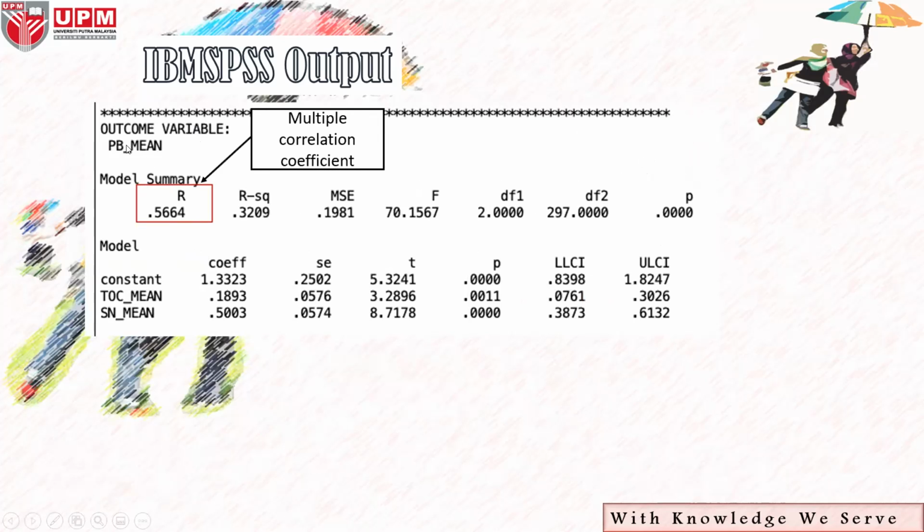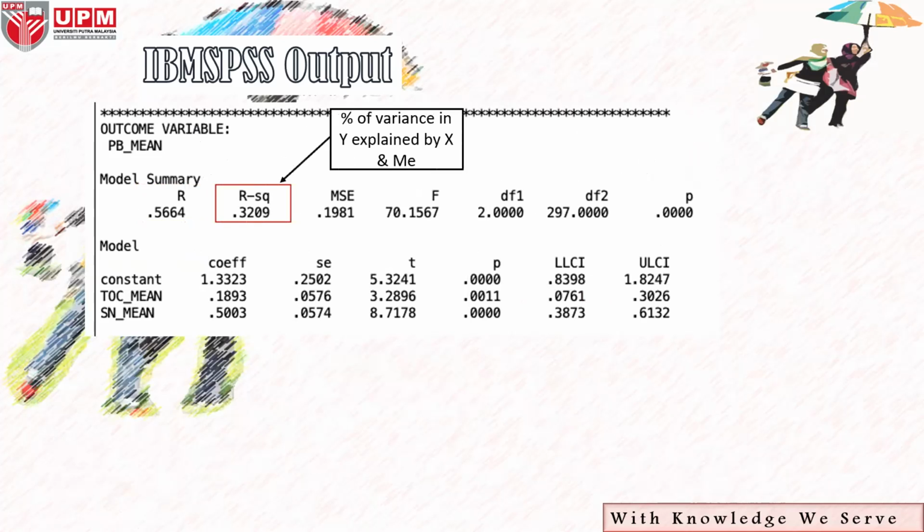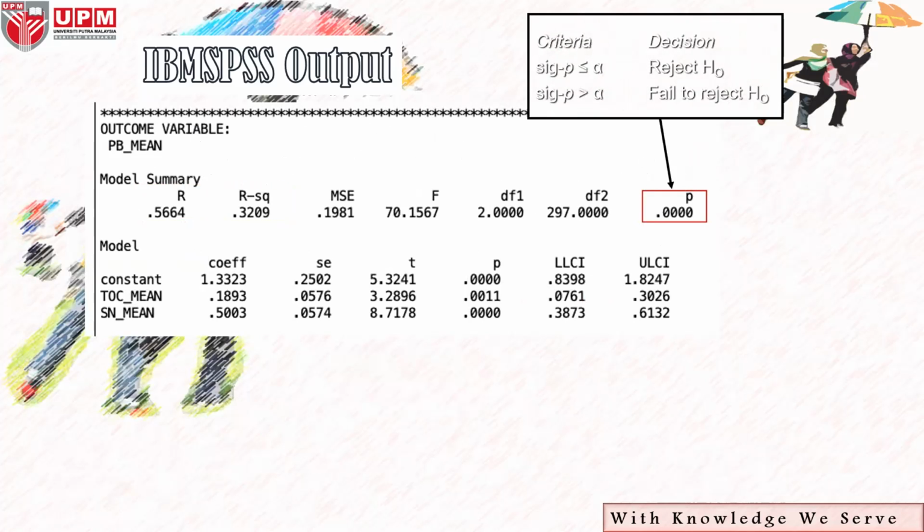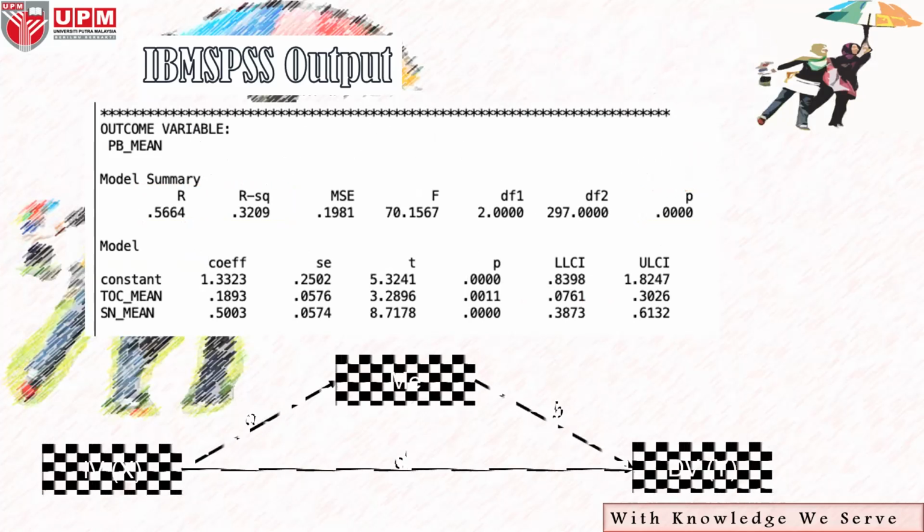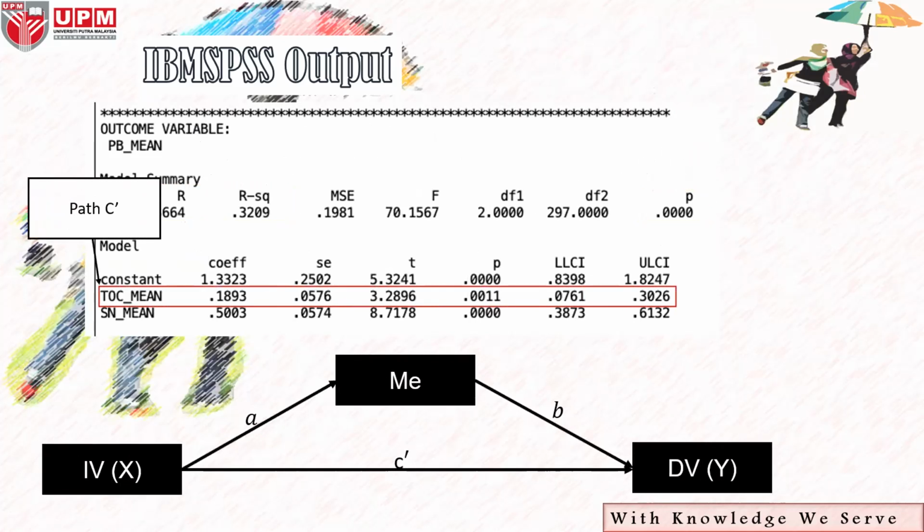First we look at the correlation coefficient, which reflects the multiple correlation coefficient. And then R squared, 0.3209, explains the percentage of variance in Y explained by the IV and the mediator, and the result is also significant. To see the individual contribution, we are actually only interested in path C prime, TOC towards DV.